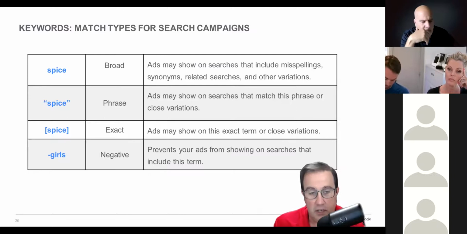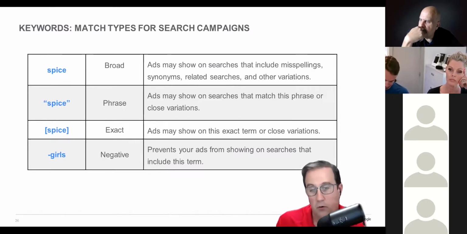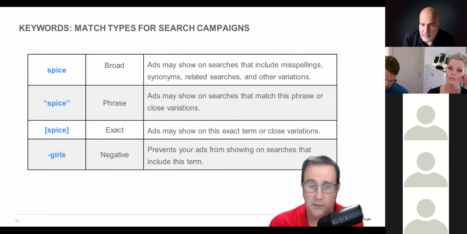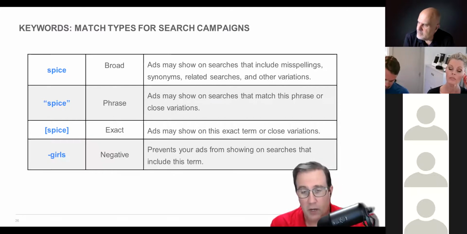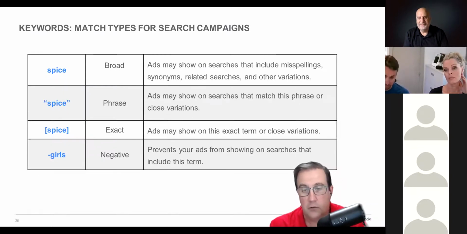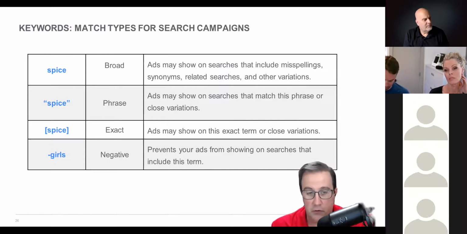And then this is the final example here. It has a minus sign. They put minus girls. So that would be a negative keyword if you put a minus sign before the keyword. That way, if someone did a search for Spice Girls, which is a totally different topic, not related to spices, that would keep your ad from showing. So if someone typed in Spice Girls video, Spice Girls CD, not that they're putting out new music lately, or CDs anymore for that matter, but you get what I mean. So that prevents you from showing on searches that include this term.